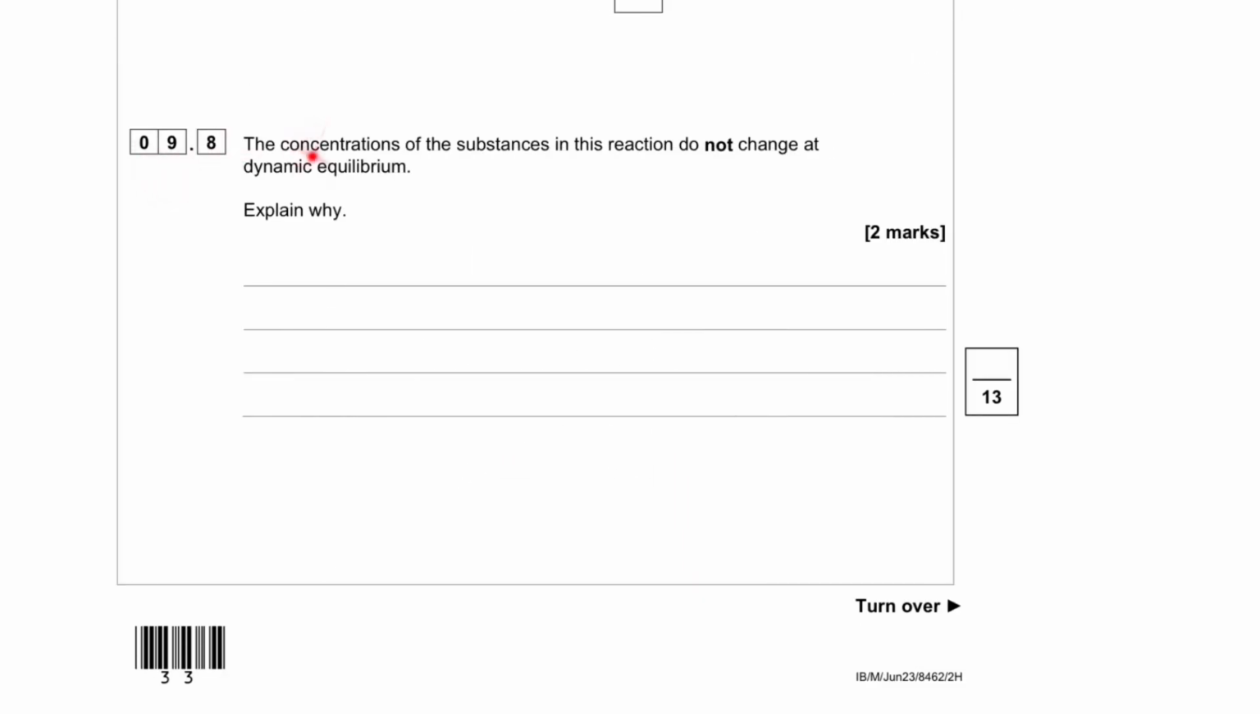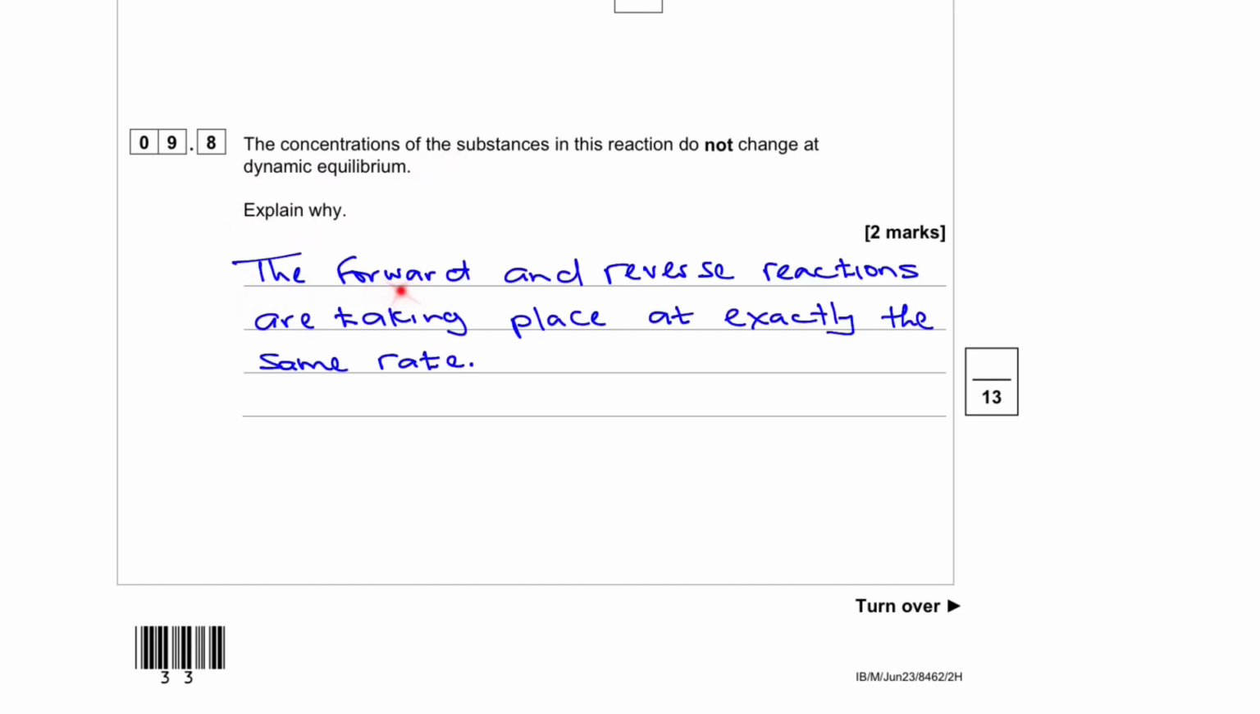Question 9.8. The concentrations of the substances in this reaction do not change at dynamic equilibrium. Explain why. Well, the forward and reverse reactions are taking place at exactly the same rate.